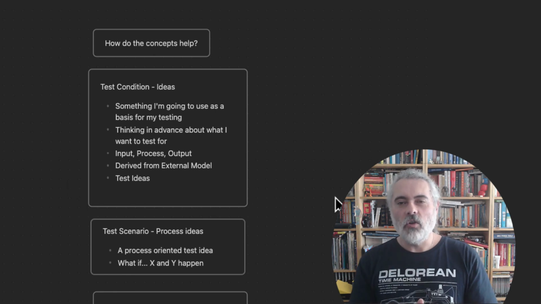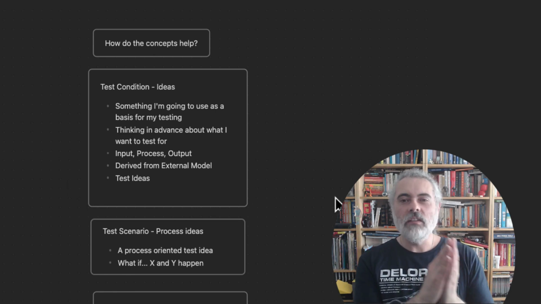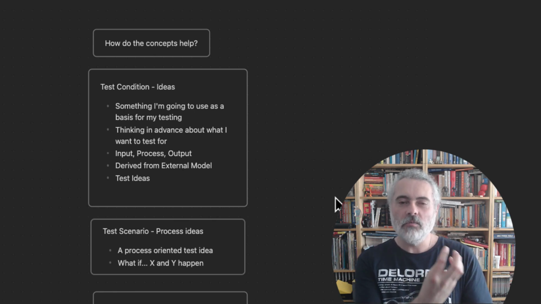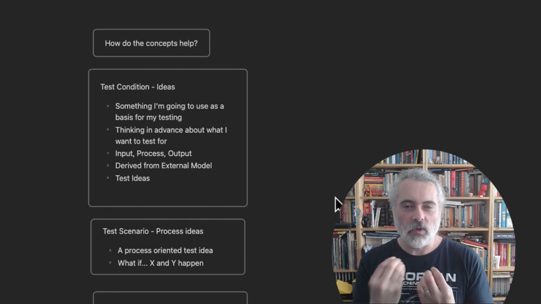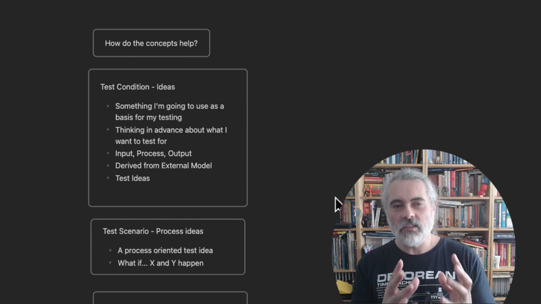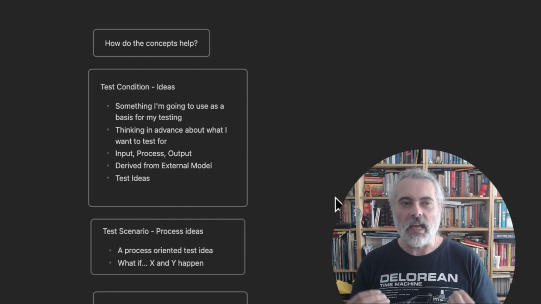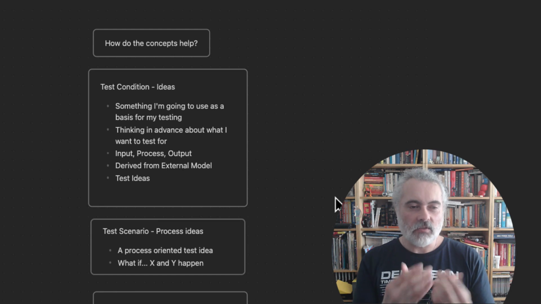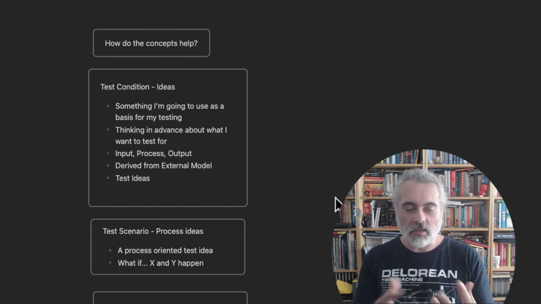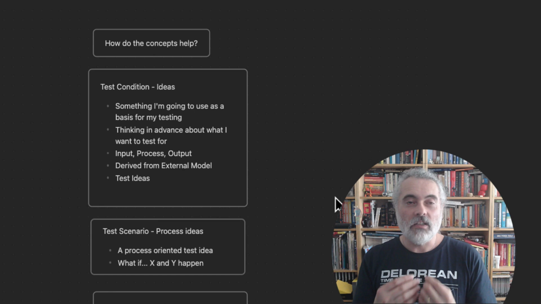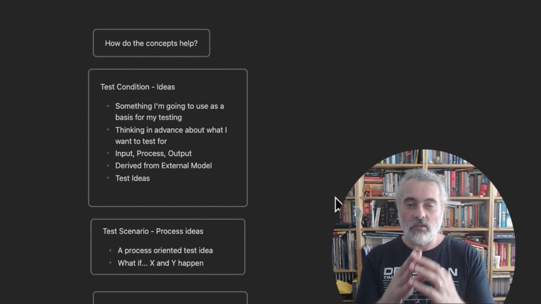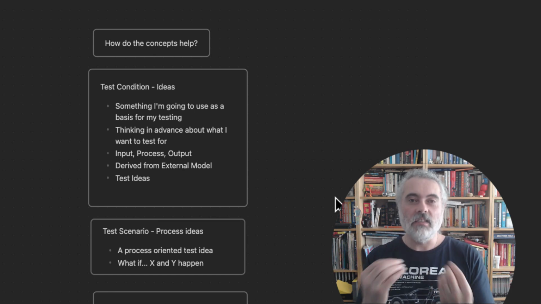All right, so how could these concepts help? Knowing that I've unlearned it, what did I retain from those concepts that I still think of when I'm doing my testing? So test conditions are test ideas. I know that in order to test the system, I have to have some ideas of what I'm doing, something that I'm going to use as a basis for my testing. Now, I might not have any ideas when I start, so I'll look at the system and then I'll get some ideas of what I want to do.